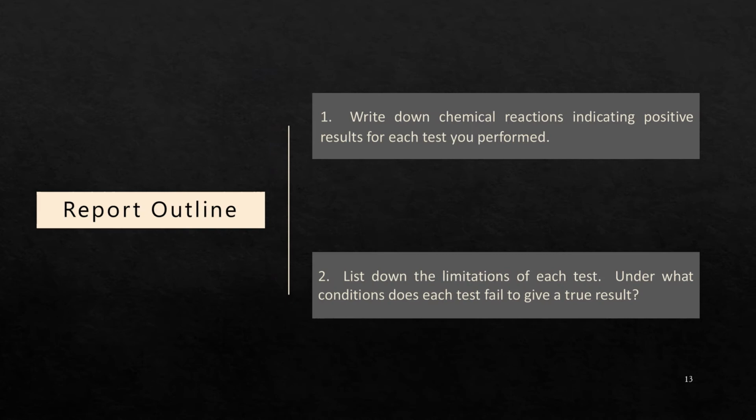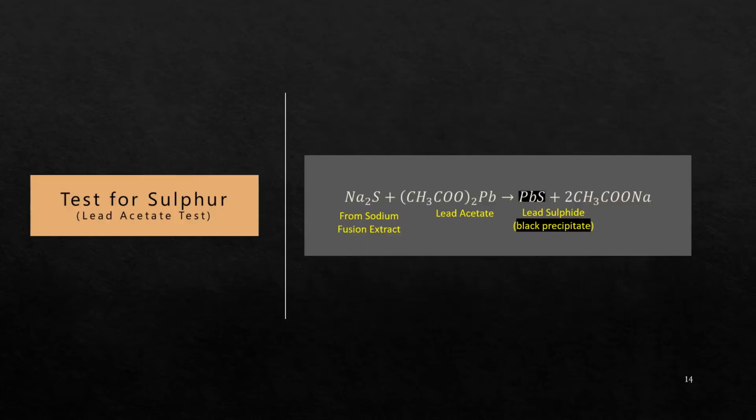For the report outline, we are to write down the chemical reactions indicating the positive results for each test performed, and list down the limitations of each test and its conditions. Sodium sulfide formed during the fusion reacts with lead acetate to yield the black precipitate of lead sulfide.